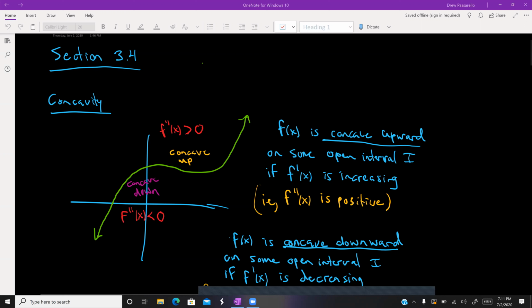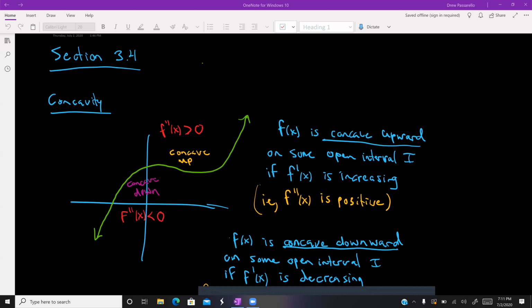And for the portion where it's opening downward, for the concave down, you'll see f double prime of x less than 0 in red. So that's saying the second derivative of the function is negative when the graph is concave down. All right, so that's visually what we're dealing with. In relation to the second derivative, positive second derivative is concave up, negative second derivative is concave down.